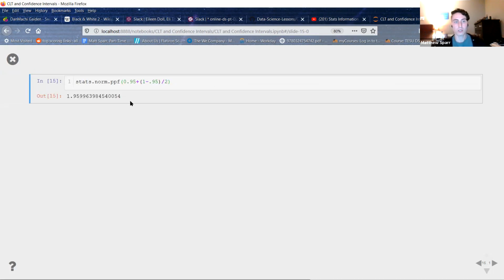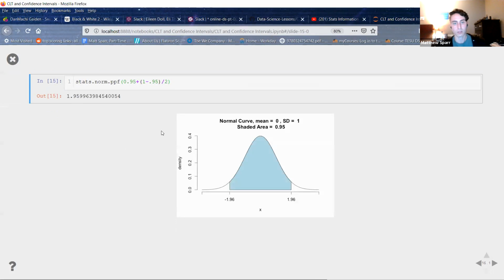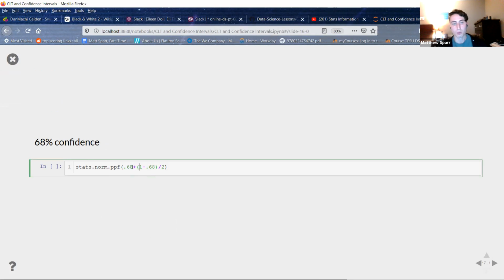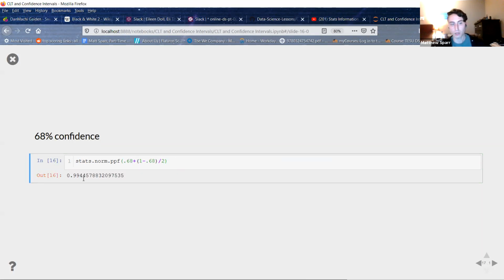If we run this, we see that the Z-score for 95% is 1.959. And this kind of shows it here. We want the area in between those two Z-scores. So for 68% confidence, we plug in the percent confidence we want, and then we add 1 minus that percent confidence and divide by 2. And so that would be 0.99445.